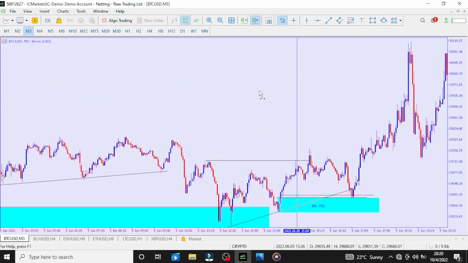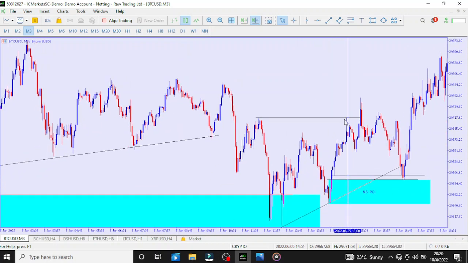You see, New York opened and created this reaction from these equal highs. The reason why the market created this reaction is to entice people to jump into the trade because of these equal highs, double top.